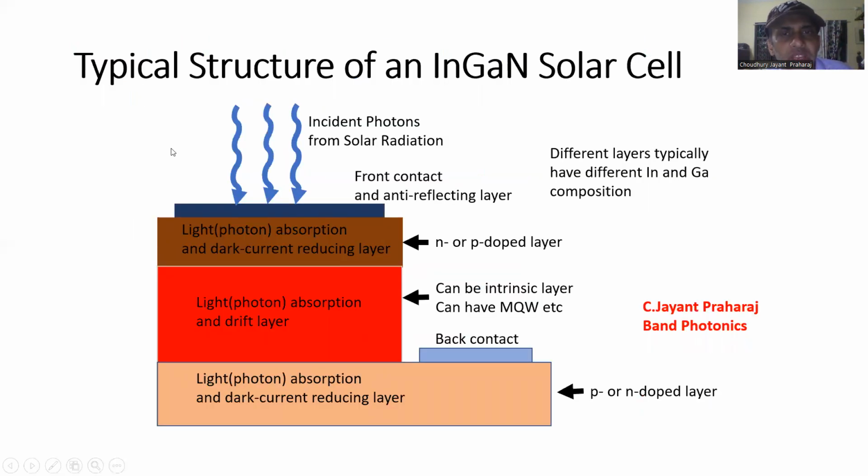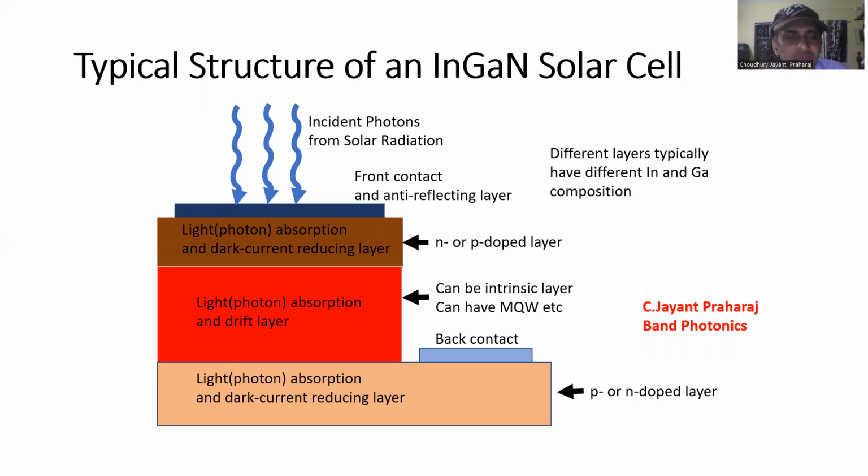This slide shows the typical structure of an indium gallium nitride solar cell. The layer shown in red here is the major light or photon absorbing layer, and it's also a drift layer. In this layer, we have photon absorption from the solar radiation, and we have photogenerated electrons and holes. And there are built-in electric fields. For example, we can have P-N junctions, or P and N type doping inhomogeneities in these devices that can lead to built-in electric fields.